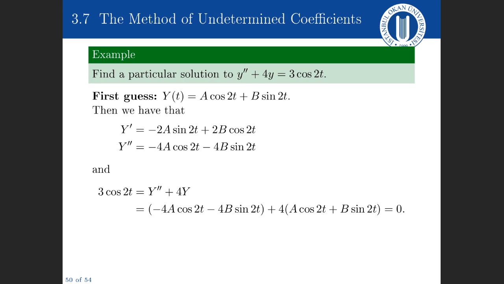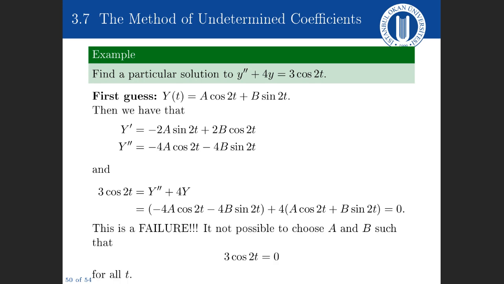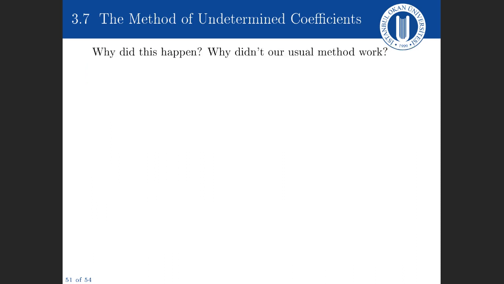Differentiate 2 times, put into the differential equation, and we're left with 3 cos 2t is equal to 0. This is not right. This can't be true for all t. It's not possible to choose A and B such that 3 cos 2t is equal to 0 for all t. So our guess has failed. Why did this happen? Why did this usual method not work? Why did our ansatz fail?